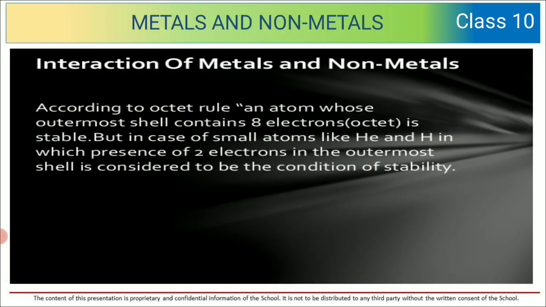According to the octet rule, an atom whose outermost shell contains 8 electrons is stable. But in the case of small atoms like He and H, the presence of 2 electrons in the outermost shell is considered to be the condition of stability. Now, the octet rule is of course there, where 8 electrons should be in the outermost orbit. But there are some small atoms where only 2 or 1 electron is there.